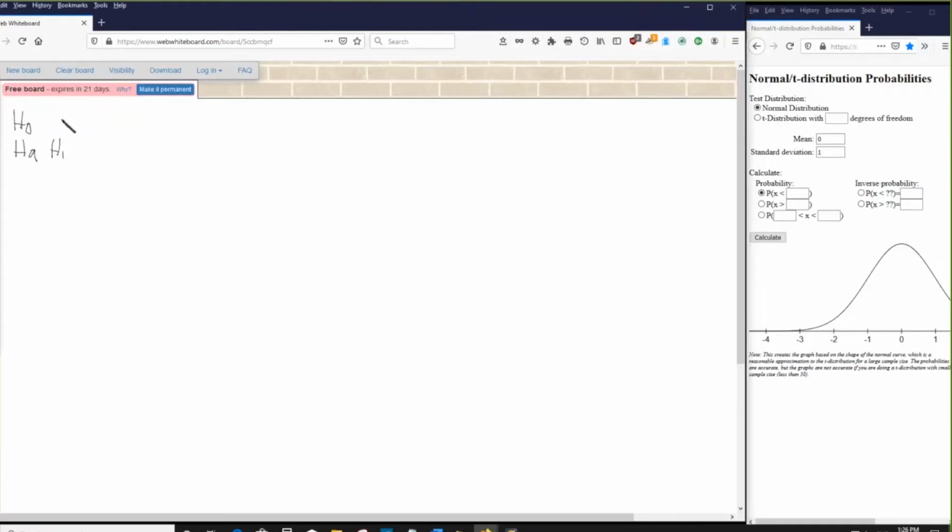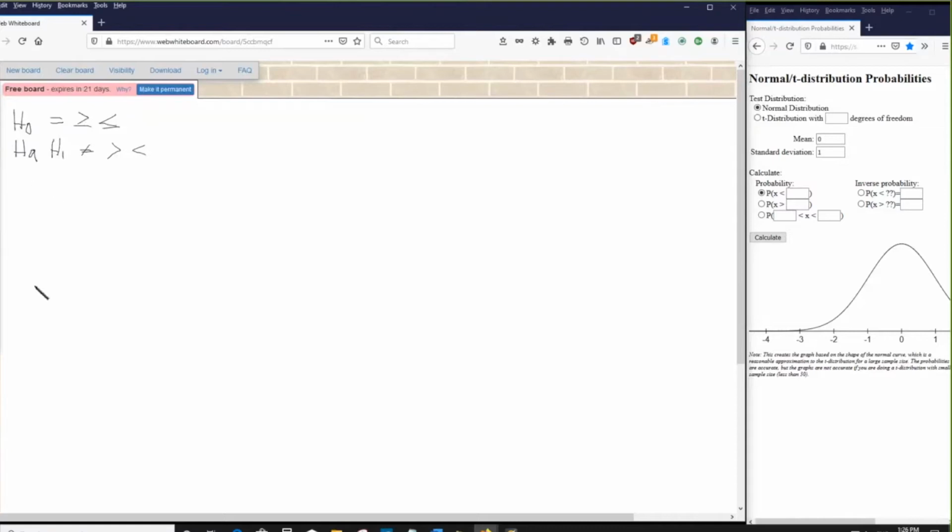Your null hypothesis is always going to have an equal. So when we're setting up the null hypothesis, we're going to use equal, greater than or equal to, and less than or equal to. And with the alternative hypothesis, we're going to use does not equal, greater than, or less than symbols. But the equal is always going to be connected to the null hypothesis.